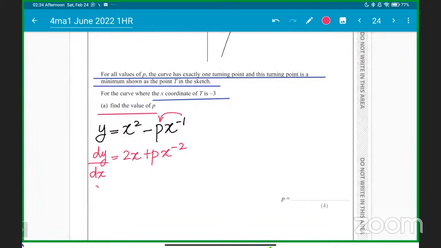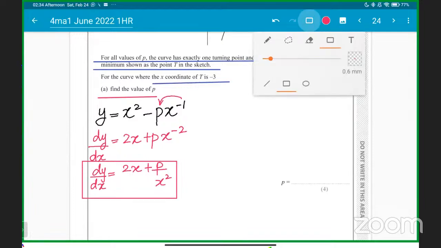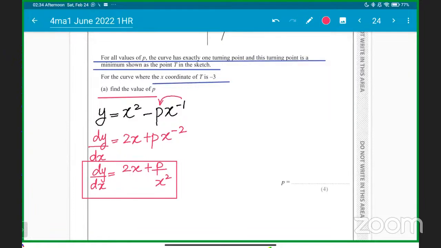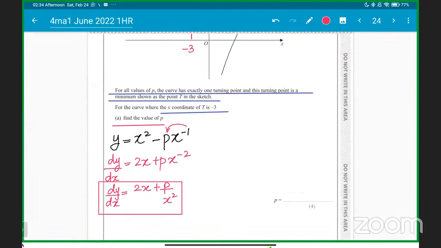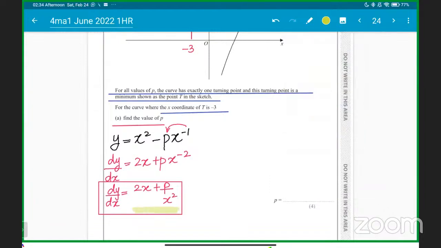Got the differentiation, everyone? It is a two-step approach to differentiation. First, multiply the power with the coefficient, and then subtract 1 from the power. So we got the differentiation in terms of p like this. Once you have done the differentiation, you convert it again to a fraction to simplify it, because you have to solve further now.